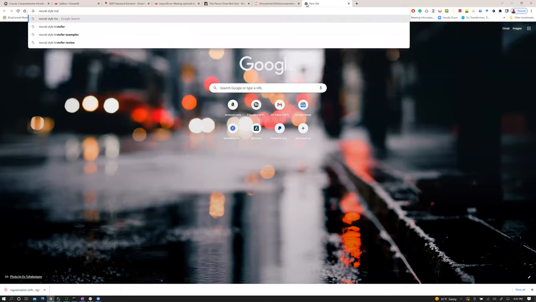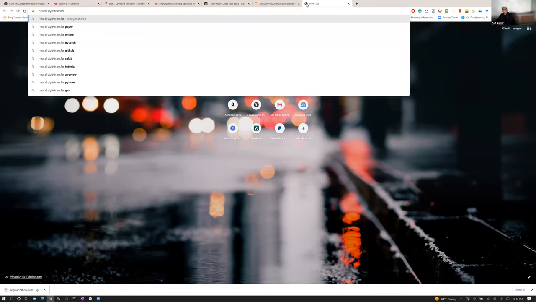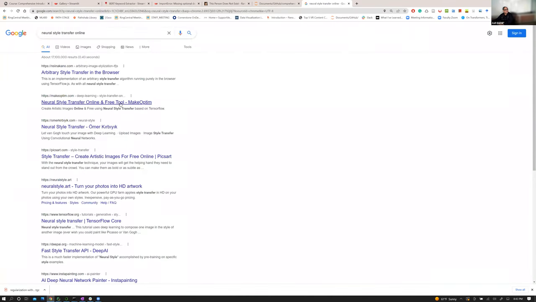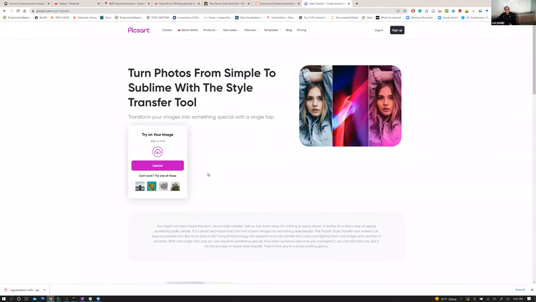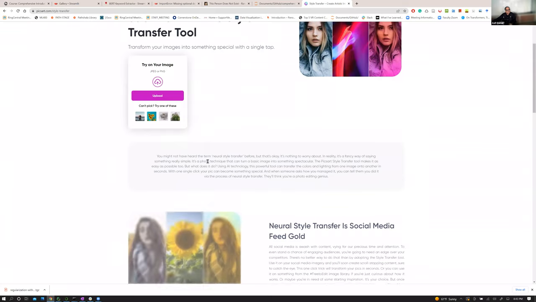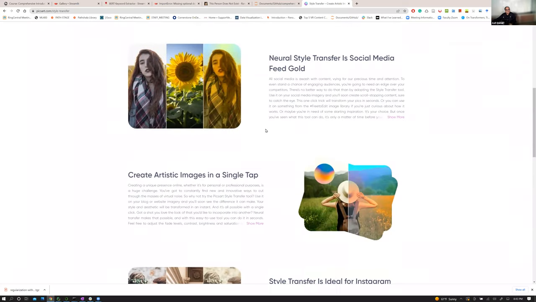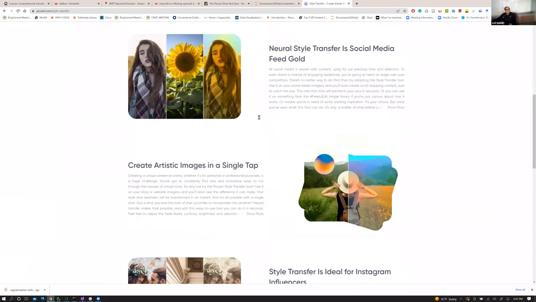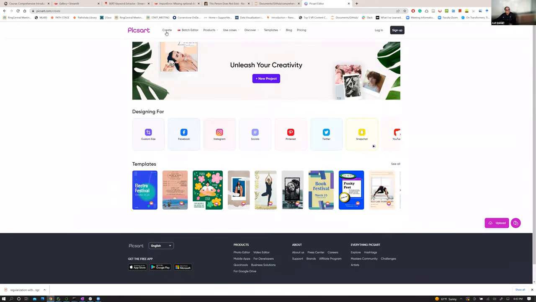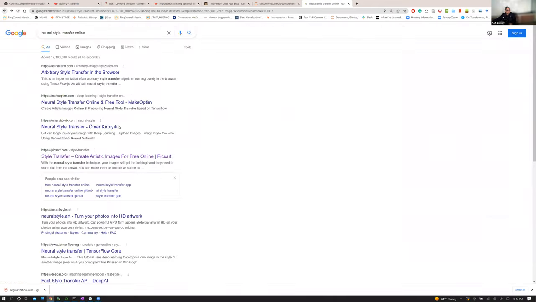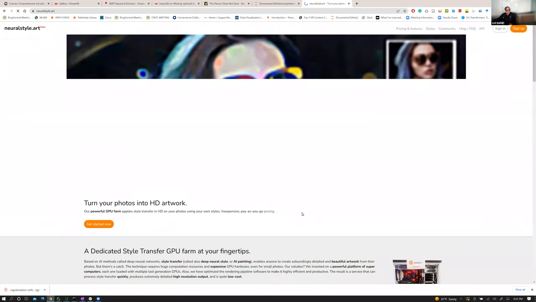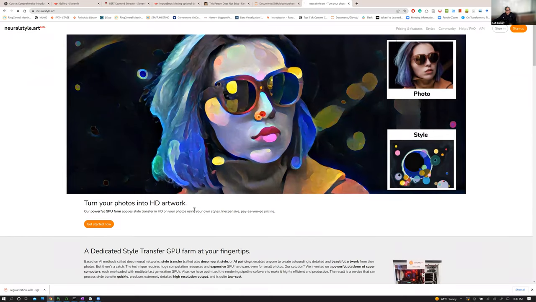I think Kate has a nice project on neural style transfer. Yes. It was part of our project for 2020. When we did this course, a style GAN was actually part of the project. So I'll give you an example of how these things work. Neural style transfer, creative art. Turn your photos into high definition art, get started.